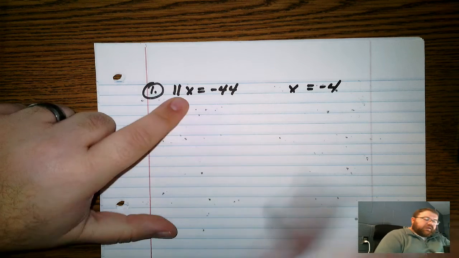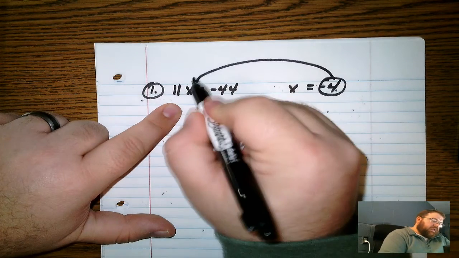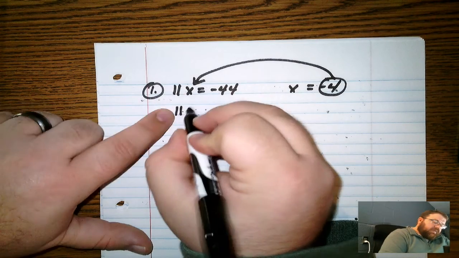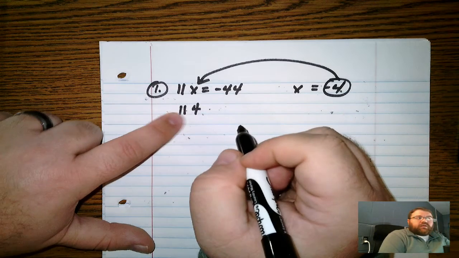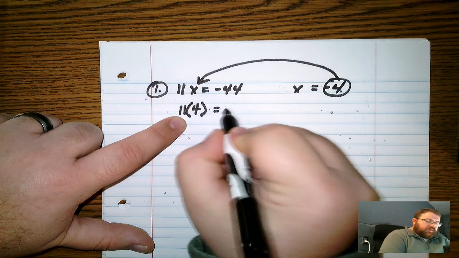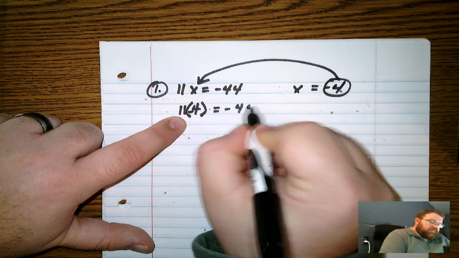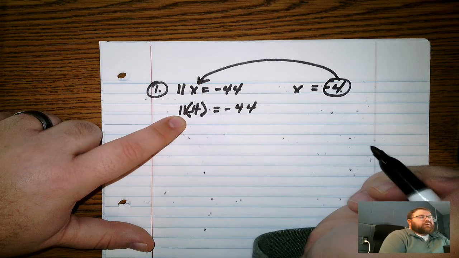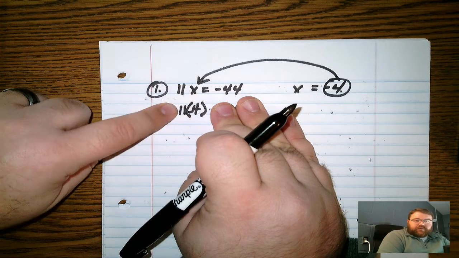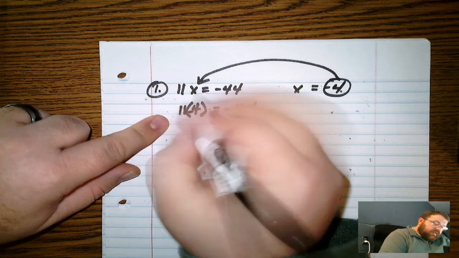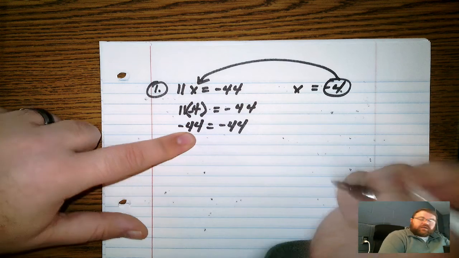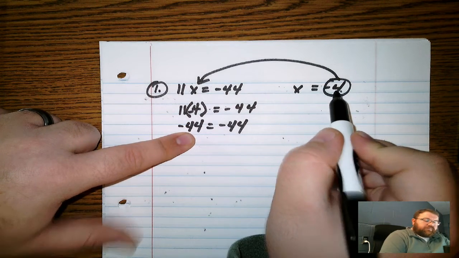So I'm going to take the negative 4, substitute that in for x. So I have 11 and I'm going to put a 4. But remember, this isn't a 114. It is 11 times negative 4 is equal to negative 44. Okay? Now I'm going to cover this side up and I'm going to simplify the left-hand side. 11 times negative 4 is negative 44, and that is equal to the right-hand side. That's how I know that our answer is correct.